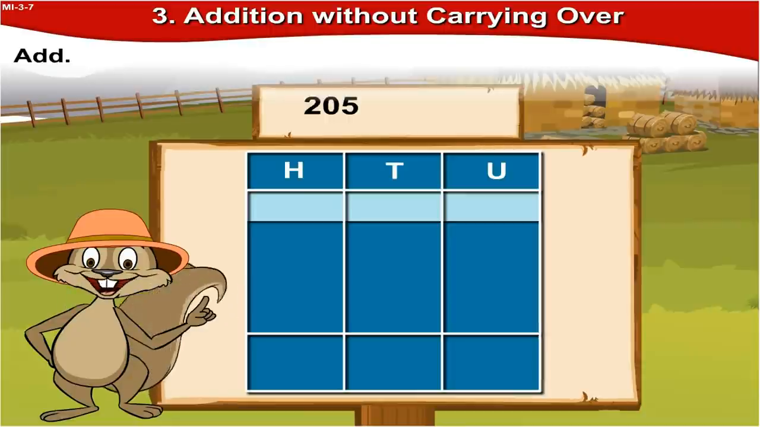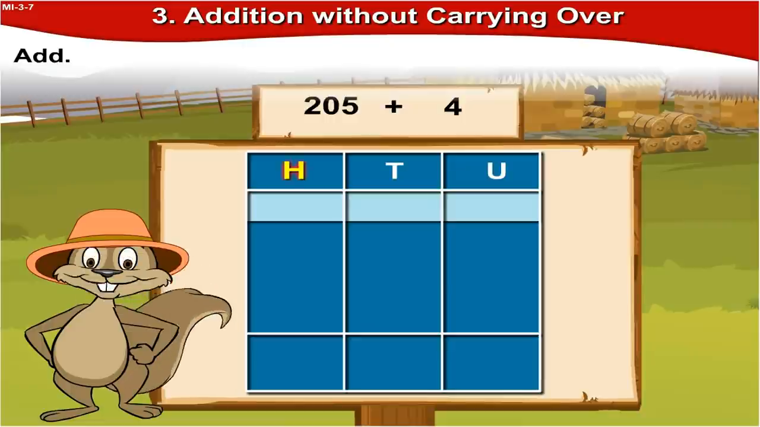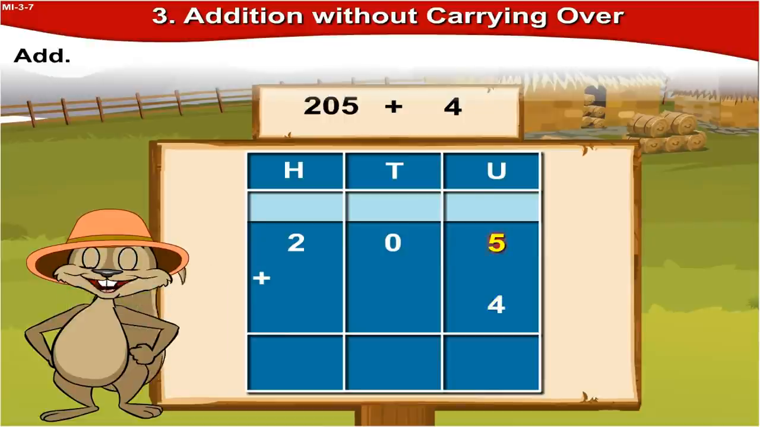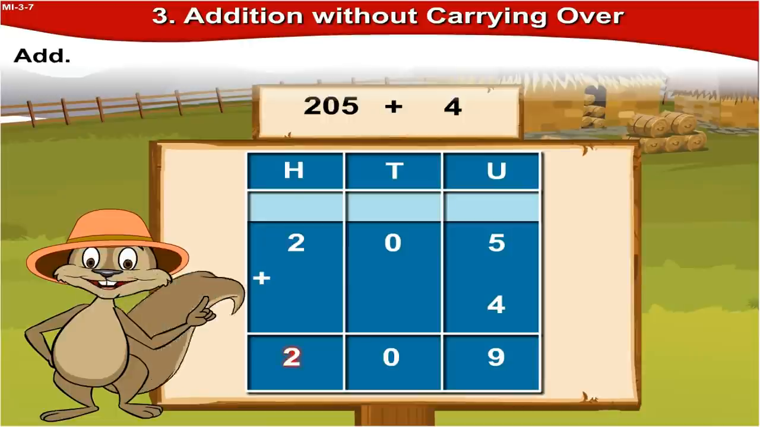Next is 205 plus 4. First we'll write hundreds, tens, units. Now 205 is equal to 200, 0 tens, 5 units, plus 4 units. So 5 units plus 4 units is 9 units. In the tens column, we have 0 tens. In the hundreds column, we have 200. So the answer is 200, 0 tens and 9 units, which means 209.